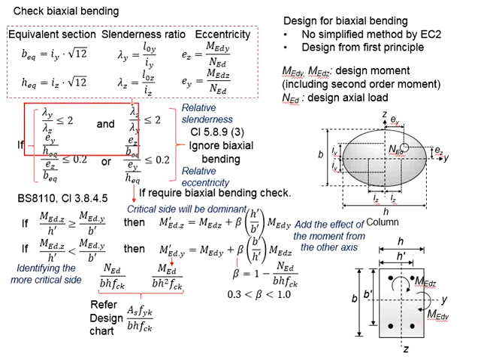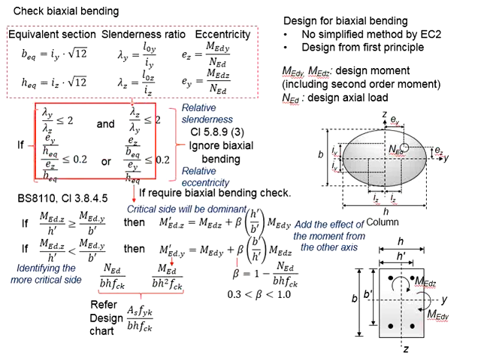There are 4 items here that we need to check. Among the 4 items here, these 2 must be fulfilled. And then either of these 2 will have to be fulfilled. In the case that any of these 2 is not fulfilled, that means you have to check for the biaxial bending. Or if none of these 2 requirements is fulfilled, then you have to deal with the biaxial bending.